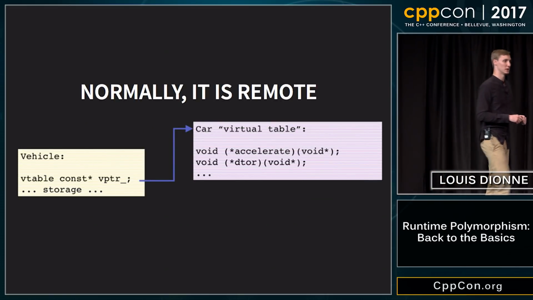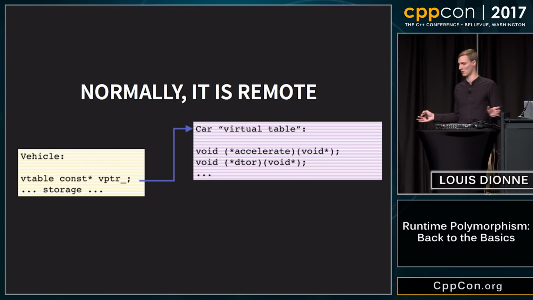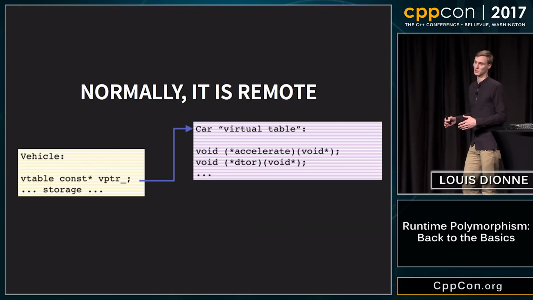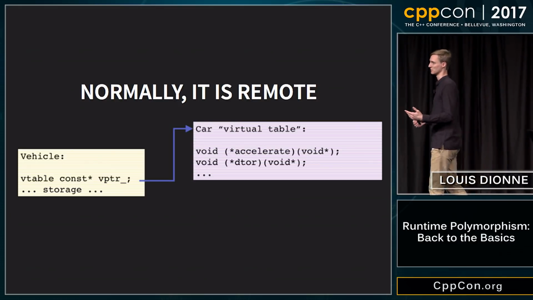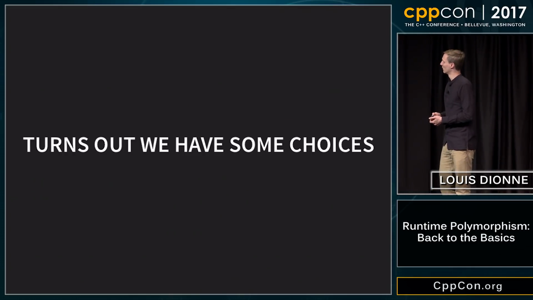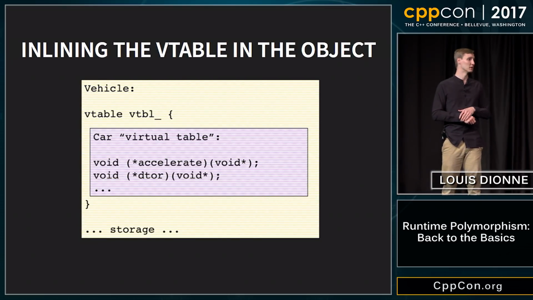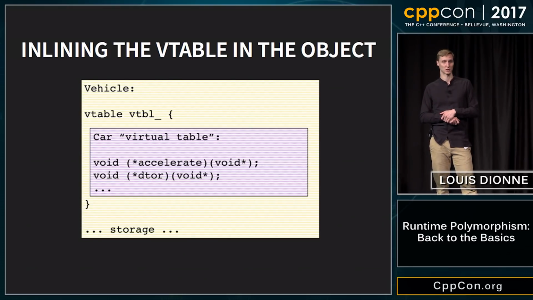So usually a vtable is remote. Regardless of the storage itself, you basically have a pointer to the vtable, and that's how you do your dynamic dispatching. But maybe we have some choices, right? What if we tried to actually inline the vtable in the object? That may or may not be very smart, but that's something we could do.